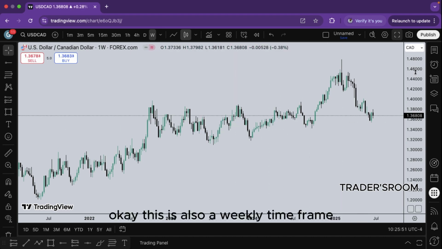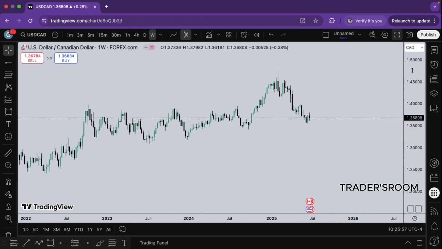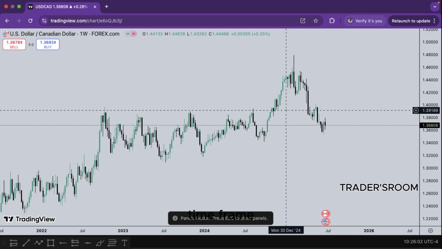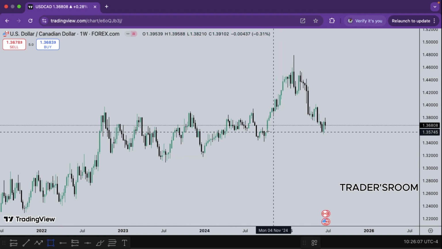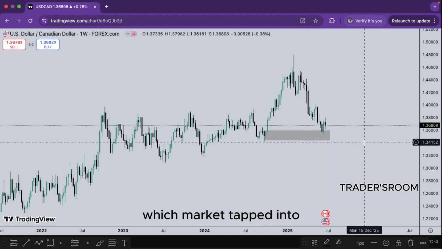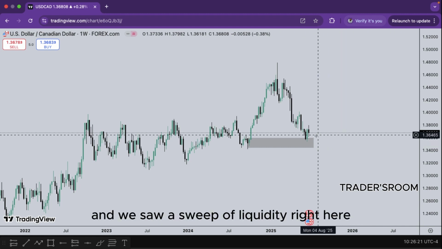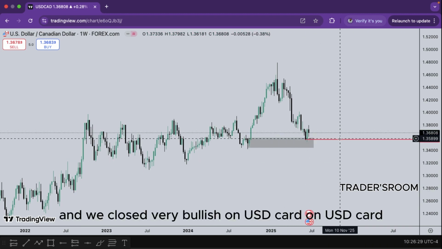Okay, this is also a weekly time frame. And right here we have another block, which market tapped into on a weekly time frame, and another block which market tapped into, and we saw a sweep of liquidity right here. We had a sweep of liquidity right here last week, and we closed very bullish on USD CAD.